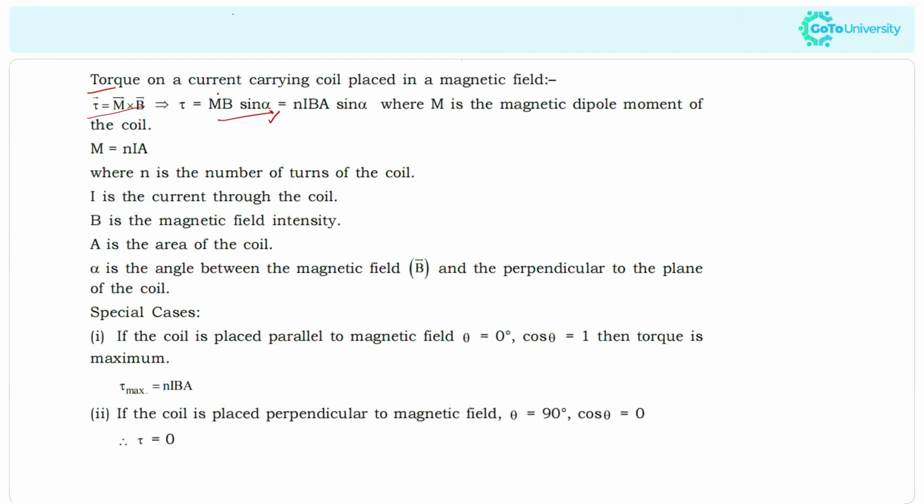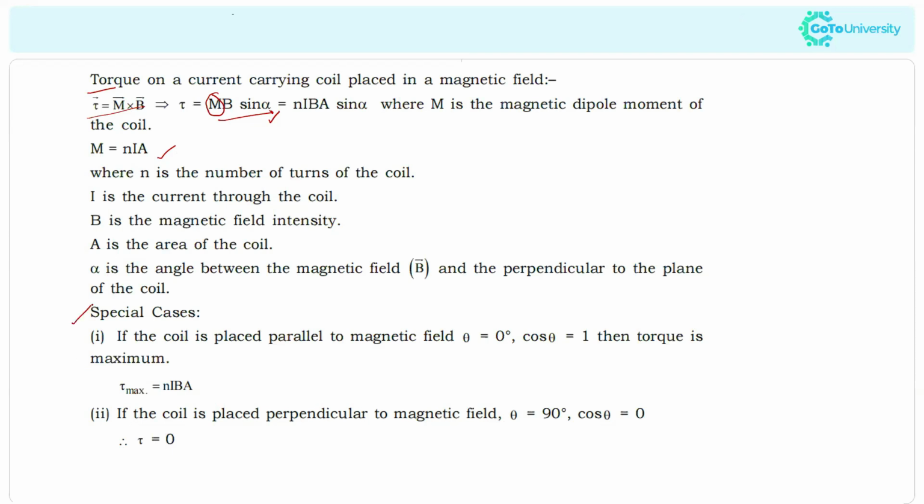So here we are just replacing the magnetic moment by using the formula NIA. N is representing the number of turns of a coil. So we can say the torque is directly proportional to the number of turns of a coil. If the coil is having more turns, of course it will have more torque value.